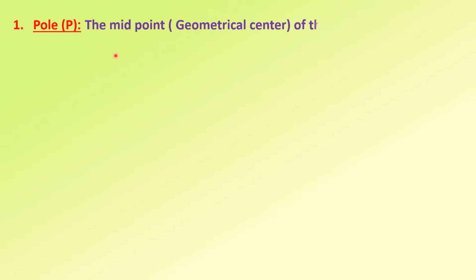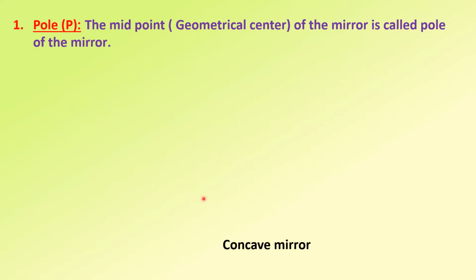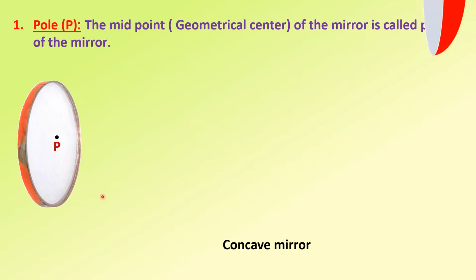The first one in the list is pole. Pole is denoted by the letter P. So what is the pole? Pole of a mirror is nothing but the geometrical center, or the midpoint of the mirror, is called the pole of the mirror. In case of a concave mirror, I am showing where its pole is. So this is a concave mirror, and here is its center, that is the geometric center or midpoint of this mirror. So it is called the pole.